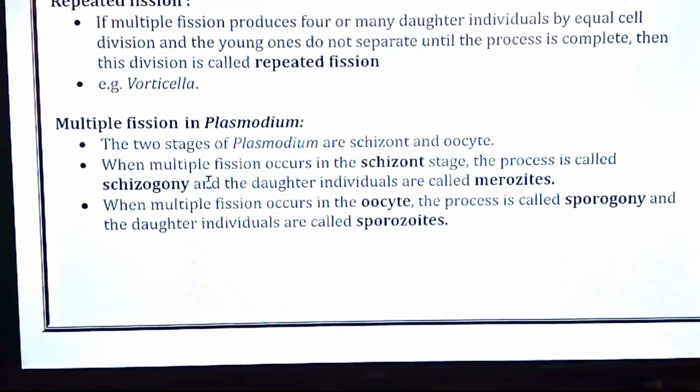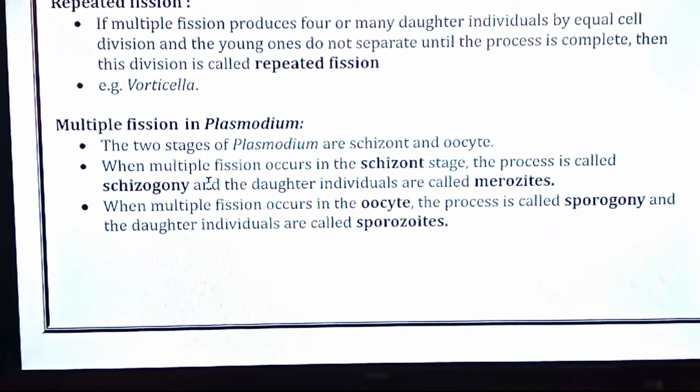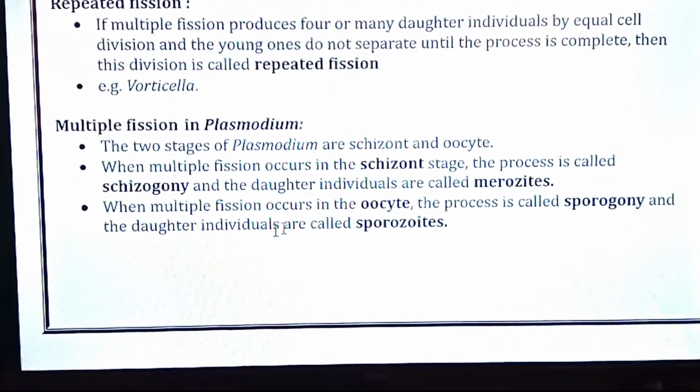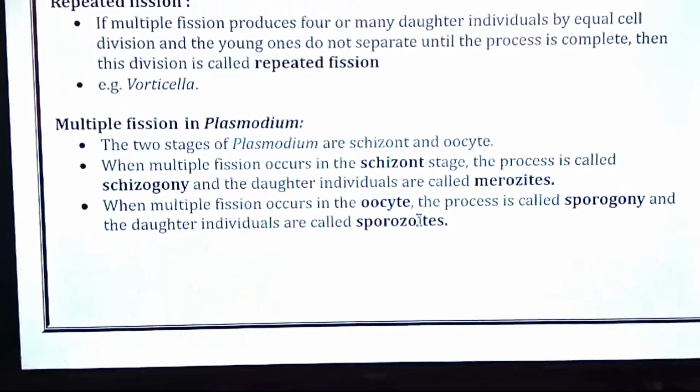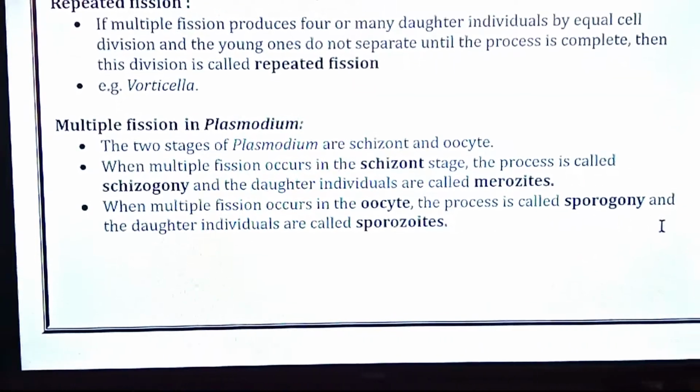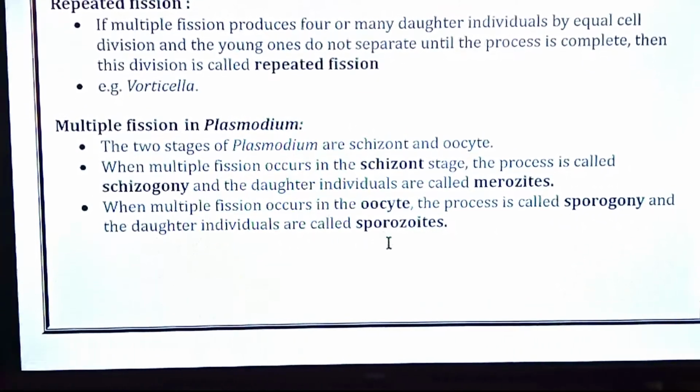Plasmodium is a protozoan. So the malarial parasites Plasmodium vivax and Plasmodium malariae multiply by multiple fission in our body. The two stages of the Plasmodium are schizont and oocyst. When the multiple fission occurs in the schizont stage, the process is called schizogony, and the daughter individuals are called merozoites. When the multiple fission occurs in the oocyst, the process is called sporogony, and the daughter individuals are called sporozoites.